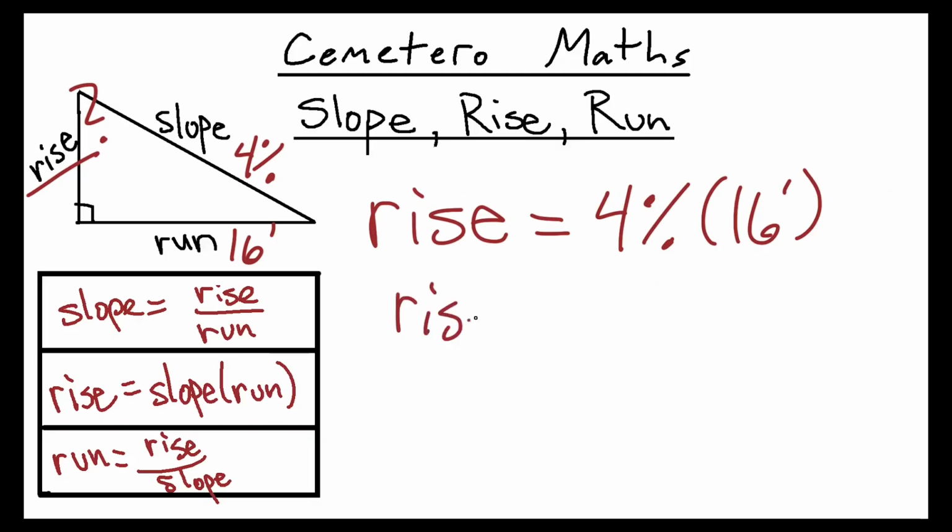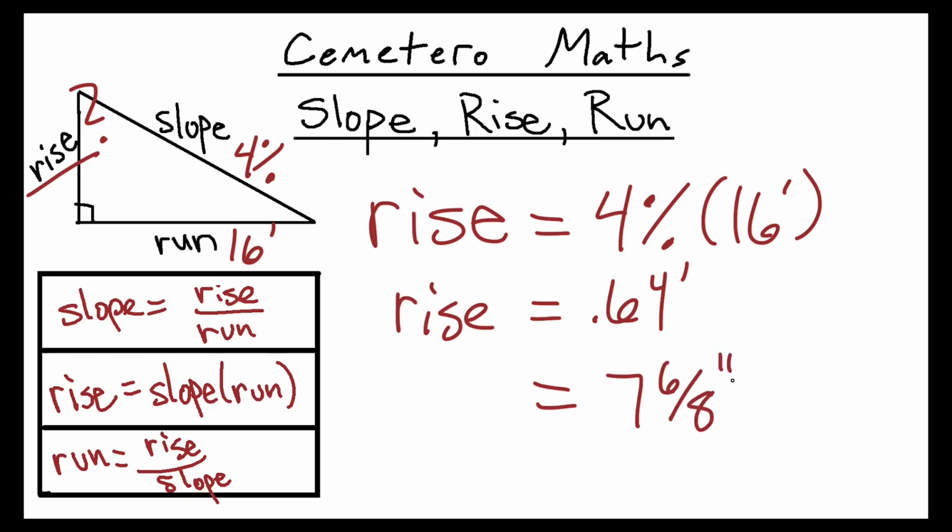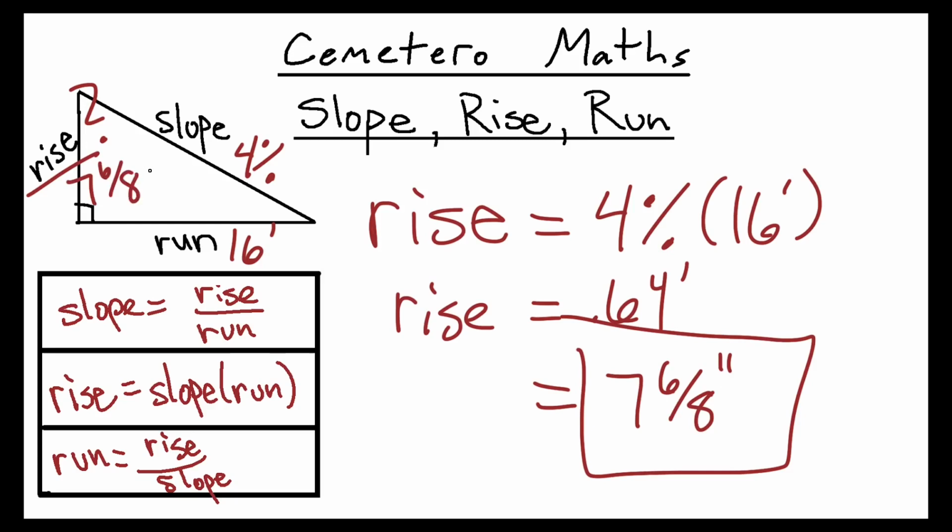So our rise will equal 0.64 feet, which equals about 7 and 6/8 of an inch. So our rise with a 16-foot run at a 4% slope would be 7 and 6/8 of an inch. That's how we solve that.